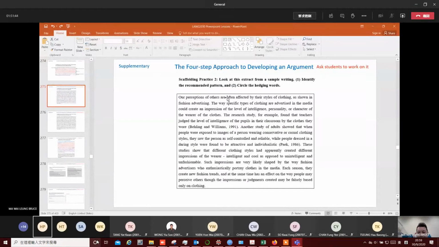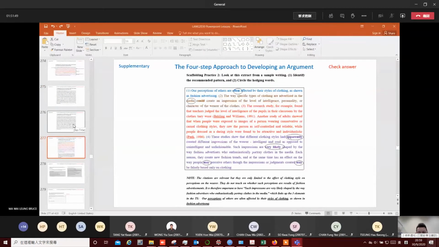Our perceptions of others are often affected by their styles of clothing. Let me show it to you. Can you see the words I circled? Our perceptions of others are often, but not are affected. I add often here to hedge it. The way specific types of clothing are advertised in the media could create, but not can create, could create. Any more? These studies show that different clothing styles had apparently, very likely, may. You see what I mean here?